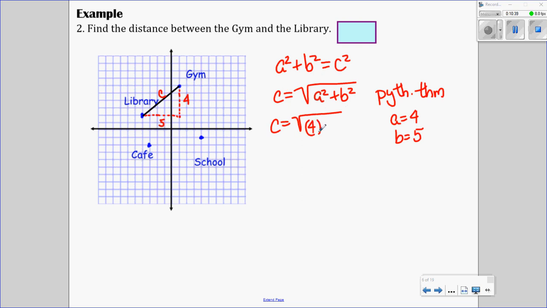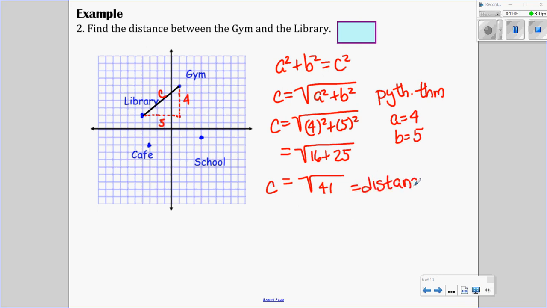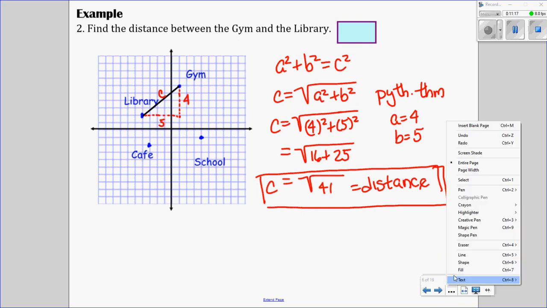So you have 4 squared plus 5 squared. Continue to solve and simplify. Do not forget the radical sign. Just keep on going with that one. This will give you 41. And since 41 is a prime number, you can't do anything with it. Just leave it as is. So your c, which is also your distance, is square root of 41. You could leave it as that. If I ask you for a decimal, you can give me the decimal, but make it simple. Just leave it in that form. Less work for you.